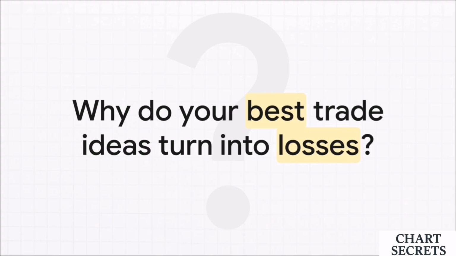Okay, so let's start with a question I know every single trader has screamed at their screen. You do all the work, you find that A-plus setup, you pull the trigger, and bam, the trade immediately turns against you. It is maddening, right? But here's a thought. What if the problem isn't your idea? What if it's the chart you're looking at?